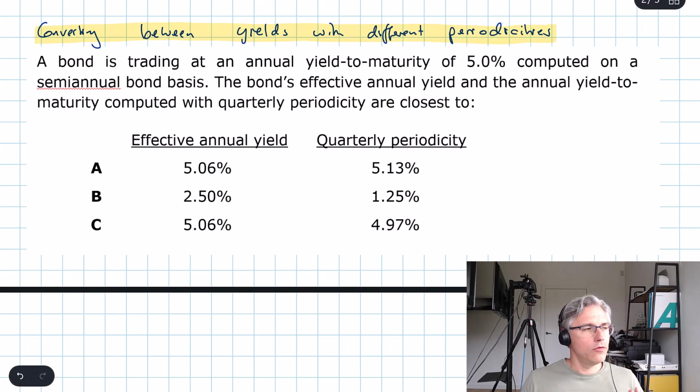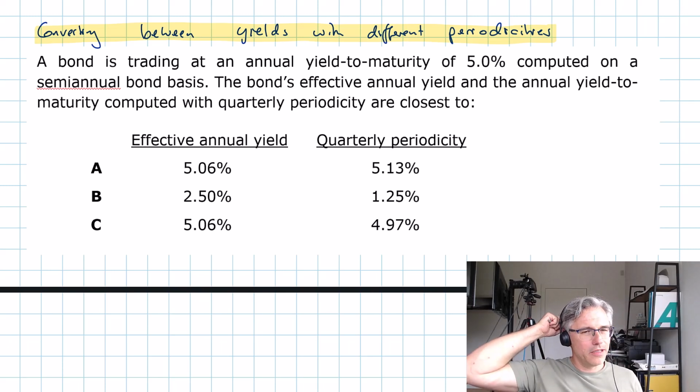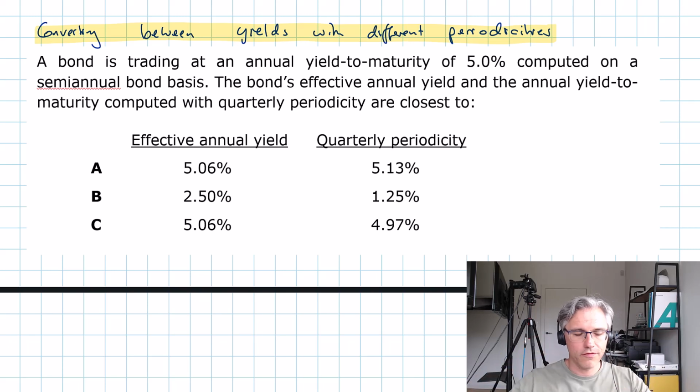If you've got a bond that pays a semi-annual coupon and a bond that pays an annual coupon, how can you basically compare their YTMs if they're computed on different bases? Well, that's what this question is all about. A bond is trading at an annual yield to maturity of 5% computed on a semi-annual bond basis. The bond's effective annual yield and the annual yield to maturity computed with quarterly periodicity are closest to.